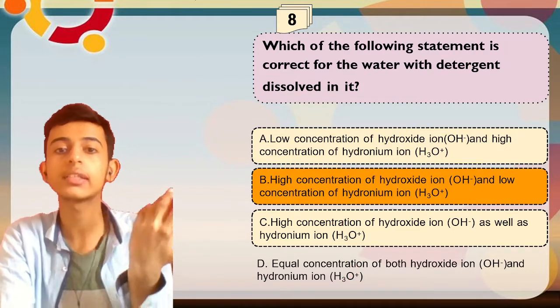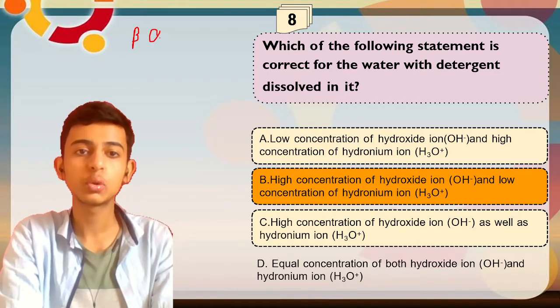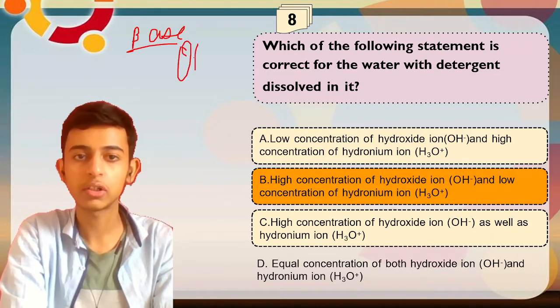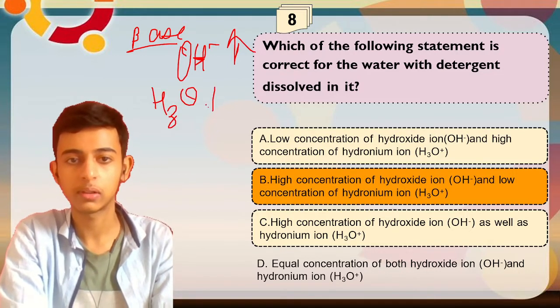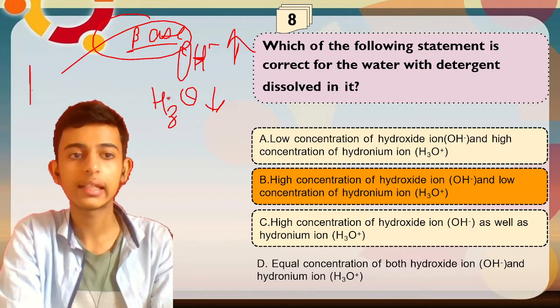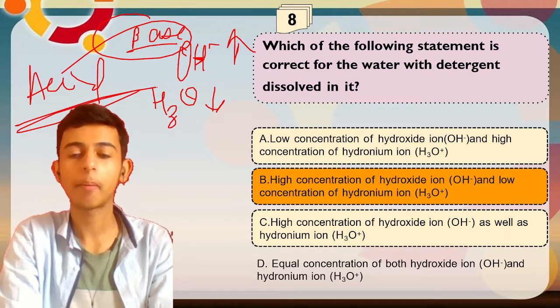If it is a base, then it will have high concentration of hydroxide ion and low concentration of hydronium ion. And in case of acid, it's the opposite.